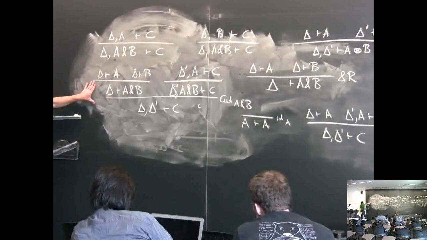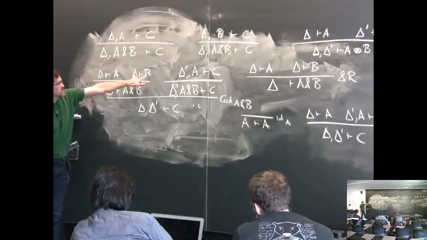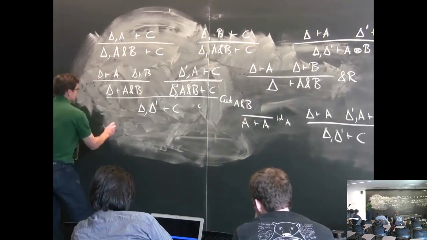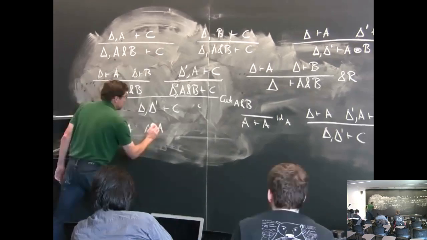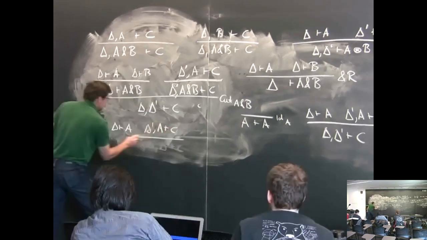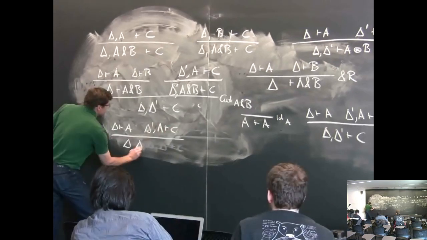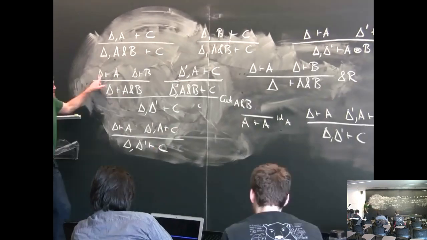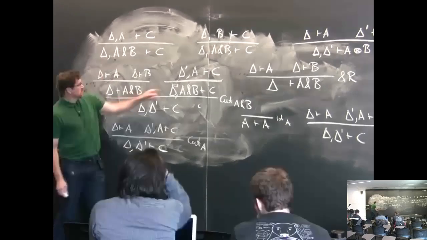Just don't use delta B. We don't use that. We just cut this thing with that. So we take delta proves A, and delta prime and A together prove C. Then I get delta and delta prime together establishes C. So we just cut this with this. So that's a cut at A.